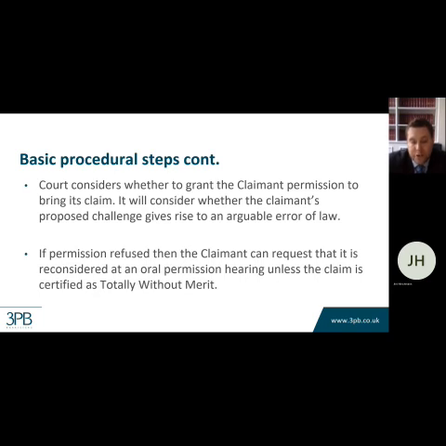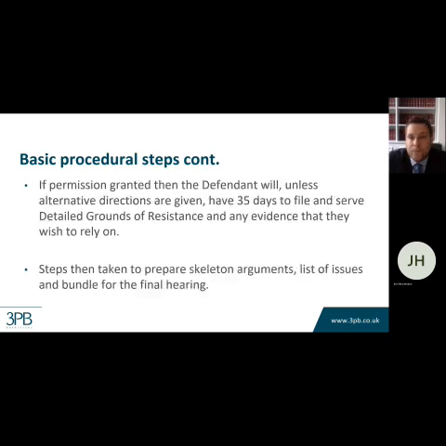The fundamental difference between those 2 types of refusal is this: if the claim is only refused permission, the claimant can then request the permission decision is reconsidered orally at a hearing. If the claim is dismissed as being totally without merit, that can't happen, and the route of appeal is to the Court of Appeal.